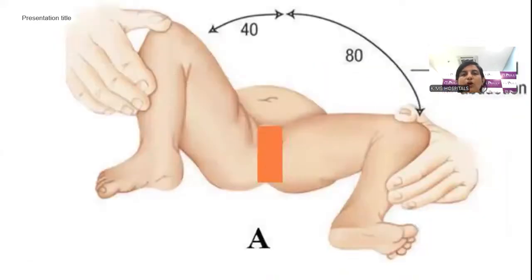The sign which is most commonly seen above 3 months is the limited hip abduction. Normally hips can be abducted up to 80 to 90 degrees. If there is difficulty in abduction, like a difference of at least 20 degrees between the two hips, then it is positive. In case of bilateral hip dislocation, this can be falsely negative. In this case, if we are not able to abduct beyond 60 degrees, then it is a positive sign.